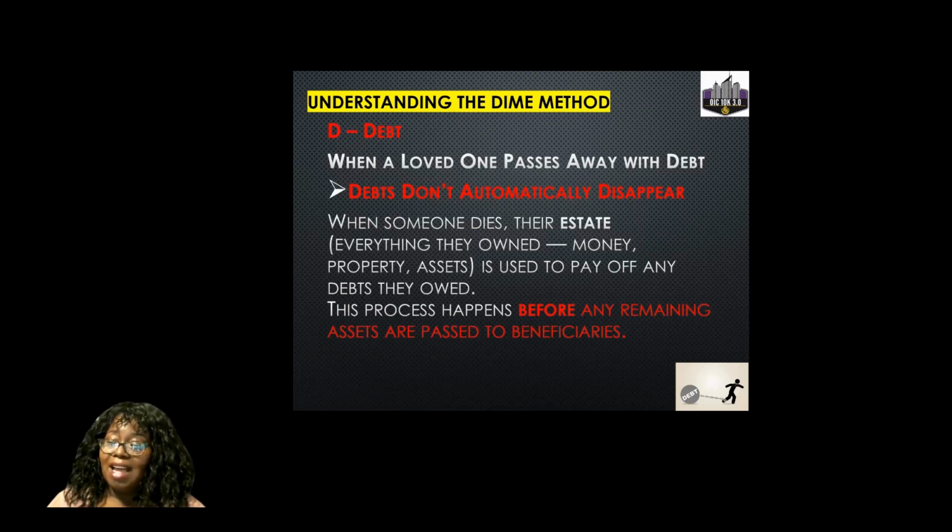So when someone dies, their estate, everything that they own, whether it's money, property, or assets, is used to pay off the debts that they owe. This process happens before any remaining benefits are paid out to your beneficiaries. And so it's good to have that plan in place so that your heirs and your beneficiaries are clear.